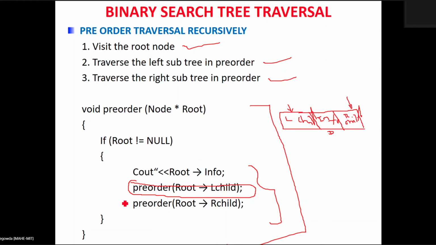Pre-order method means again visit the root node, traverse the left subtree, and traverse the right subtree. And these three statements are used recursively, and it makes the program visit each and every node in the binary search tree.